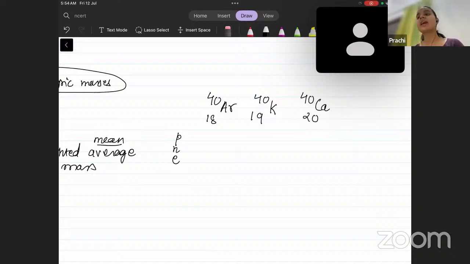If you have any doubt in the percentage abundance or about the atomic masses, you can ask it. Okay, you can ask your doubts. We still have 5 minutes and we'll quickly see isobars. If you find your answers, we can see what isobars are.